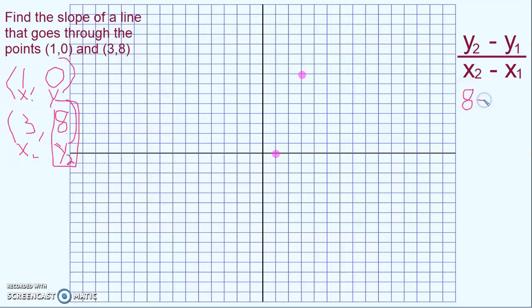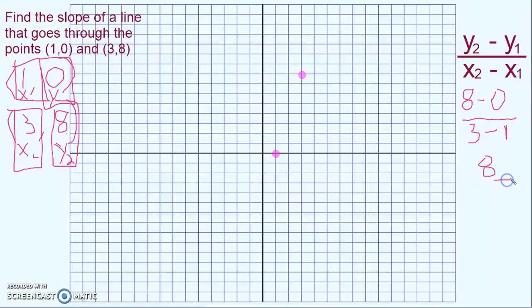So I have 8 minus my y1, which is 0, divided by my x2, which is 3, minus my x1, which is 1. So now we do the subtraction. I have 8 minus 0, which is 8, and I have 3 minus 1, which is 2. So we have 8 over 2, which is 8 divided by 2, which means our slope is 4. And remember, this can be or should be 4 over 1.